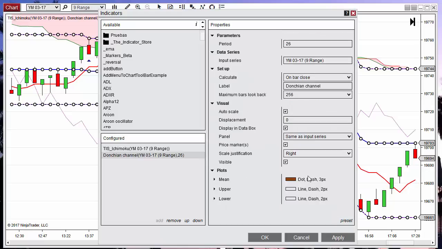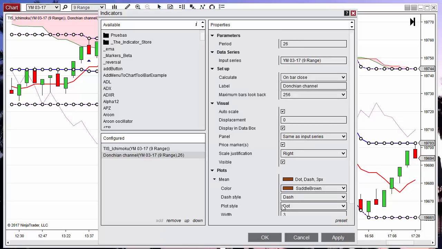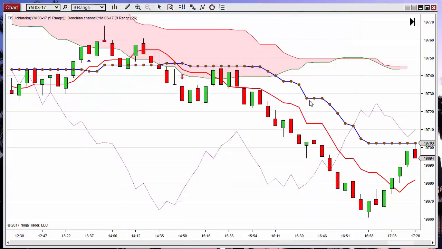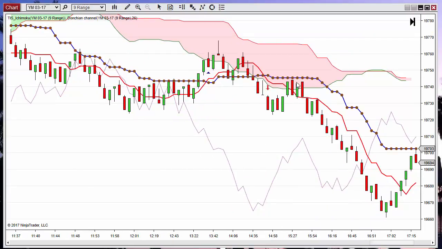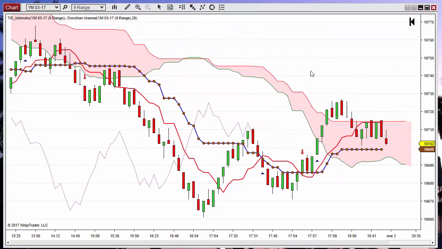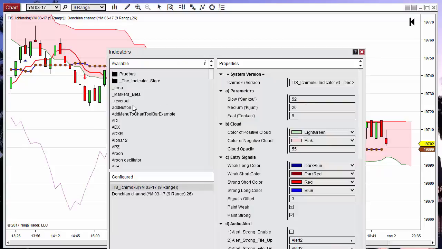and we use only the median in dot plot style, so we can see if they overlap with the original Ichimoku line, and as we can see they match. So we can define that the Kijun-sen is just a simple median line of period 26. We can create it with a simple Donchian. So we can suppose that also the red line, the Tenkan-sen, can be created with a Donchian channel of 9.